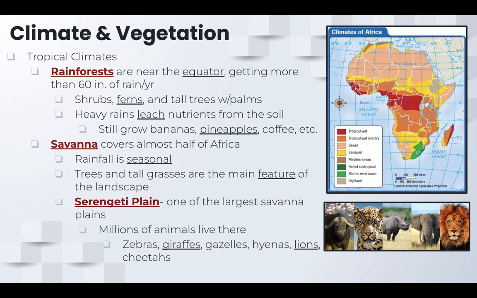When you think of the Serengeti, you probably think of those really tall trees and a lot of grass. But they're kind of sparse. Those trees are sparse. The Serengeti Plain is one of the largest savanna plains, and millions of animals live there. Things like zebras, giraffes, gazelles, hyenas, lions, cheetahs, all of those different animals live in the Serengeti Plain, which is right in this area here.